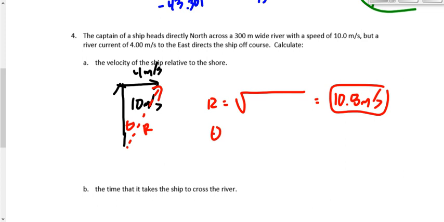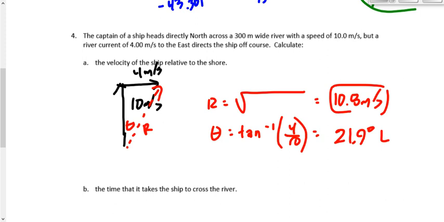And we're going to say theta is equal to the inverse tan of 4 over 10, opposite over adjacent, which gives me... No, it doesn't. It gives me 22 degrees. 21.9 degrees, is that what it is? 21.9 degrees east of north.